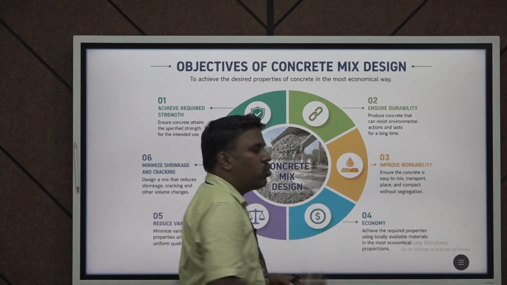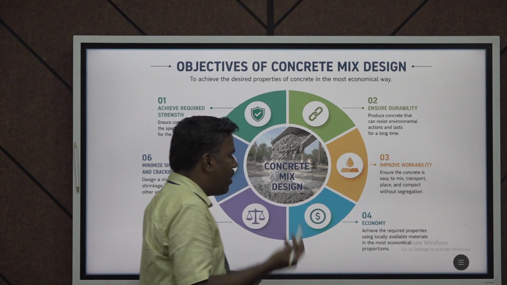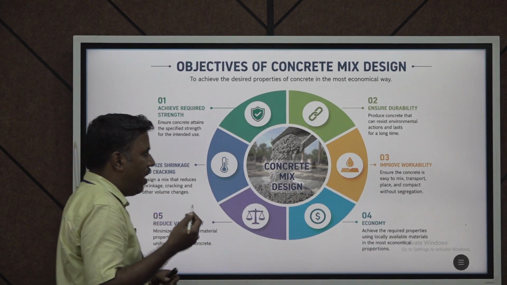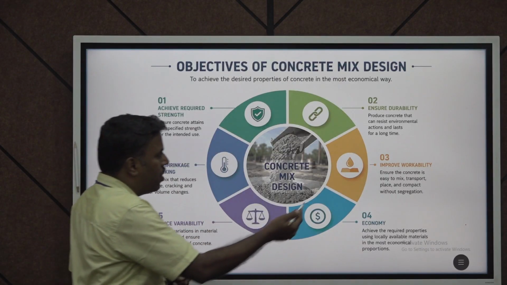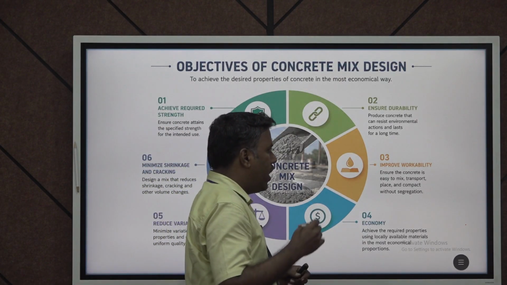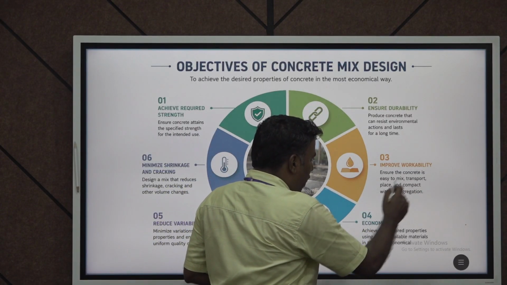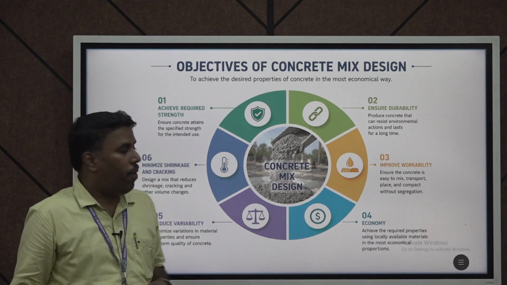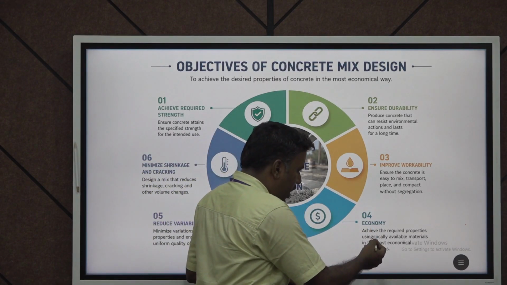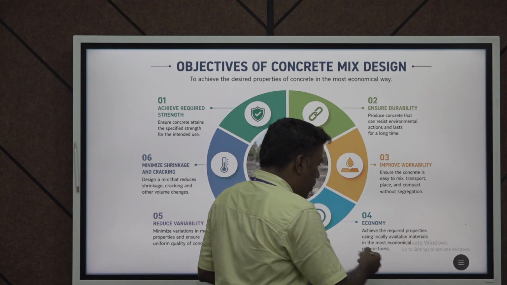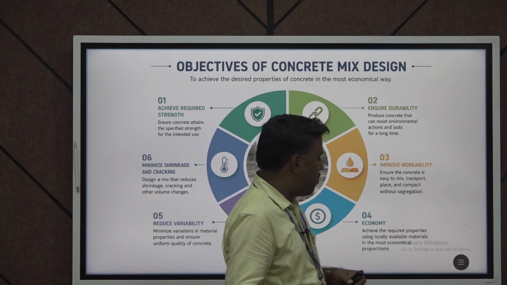Second one is ensure durability. So, it helps to produce concrete that can resist environmental action and last for a long time. Third one is improve workability. It helps to ensure concrete is easy to mix, transport, place and compact without segregation. That is very important. Fourth one is economy. So, economy means it helps to achieve the required properties using locally available material in the most economical proportions.